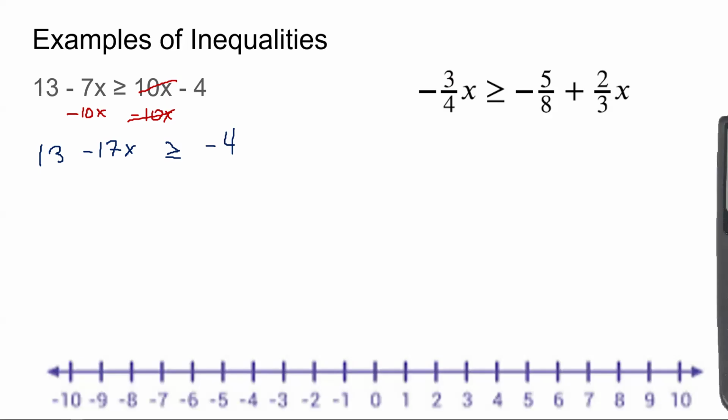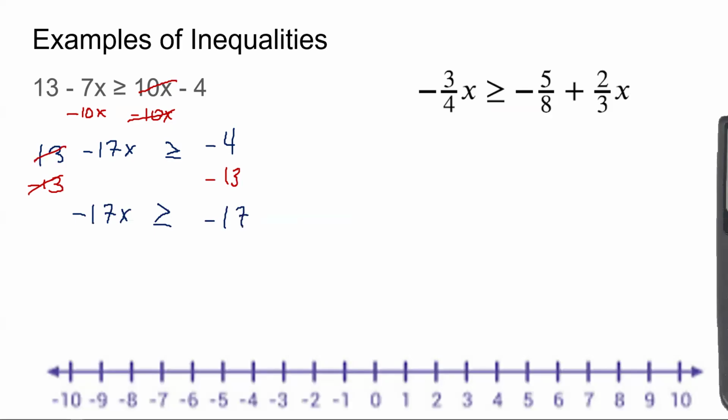Next, all that 13 is bugging me, so I'm going to subtract 13 from both sides. It's going to look like that. And that's going to give me a -17x is greater than or equal to -17.